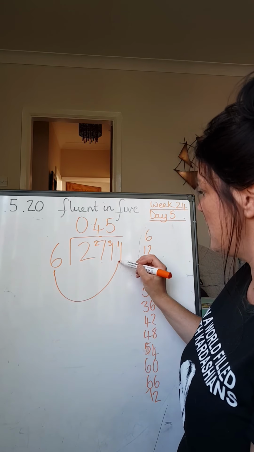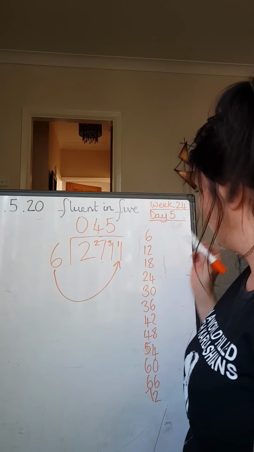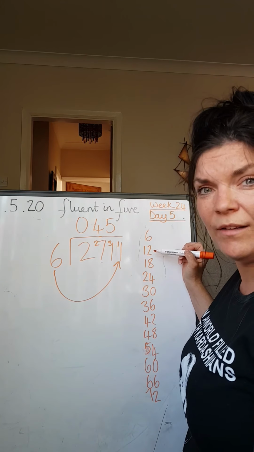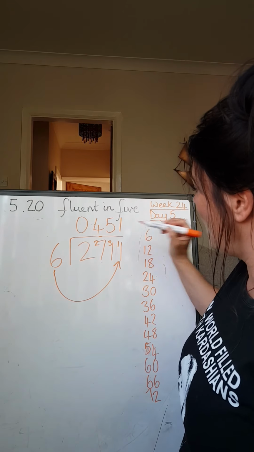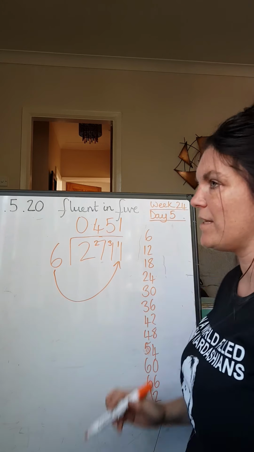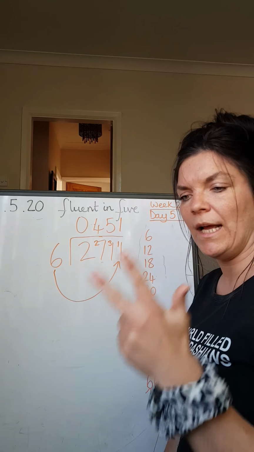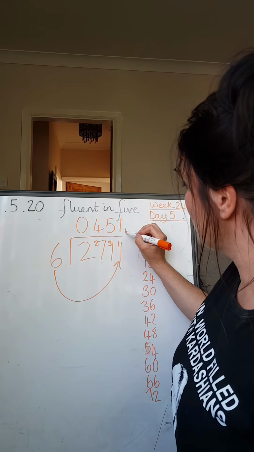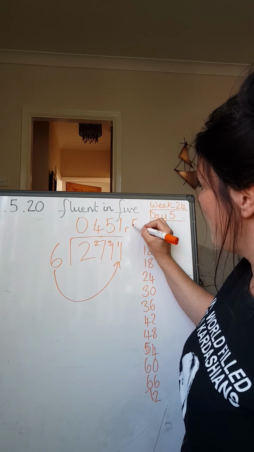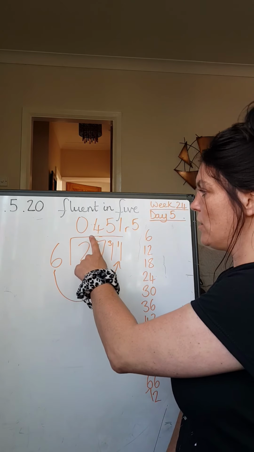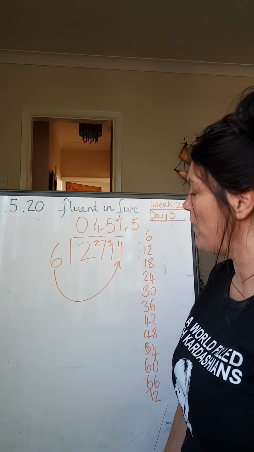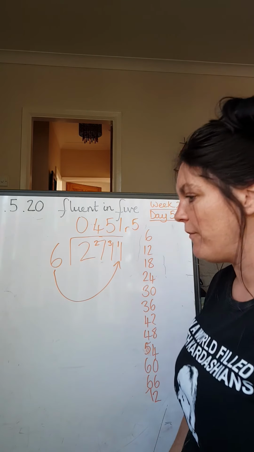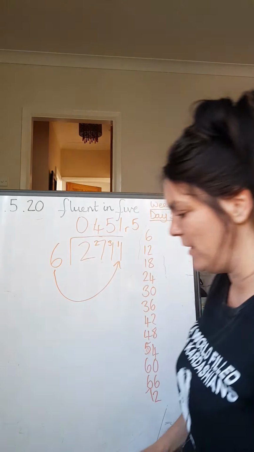How many 6s can I fit into 11? 1. Can't get to 12, so I'm going to fit 1 in. And what's the remainder? What's the difference between 6 and 11? 7, 8, 9, 10, 11. There's a remainder, so I'm going to write R for remainder, 5 at the end. So the answer to question 1 is 451, remainder 5, because there are 5 left over.